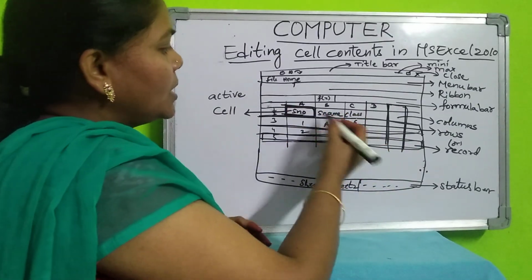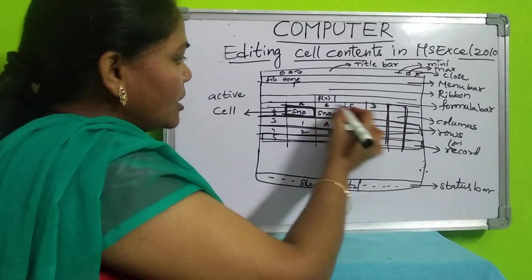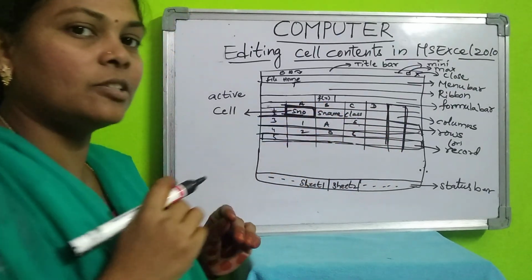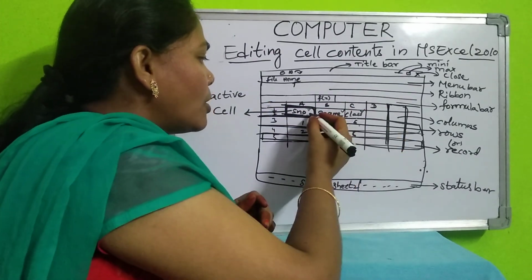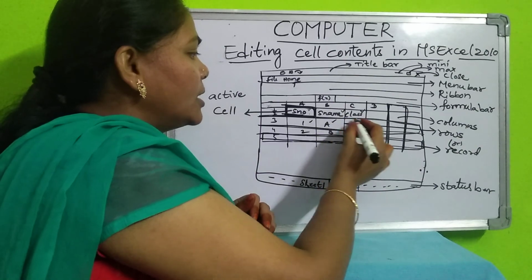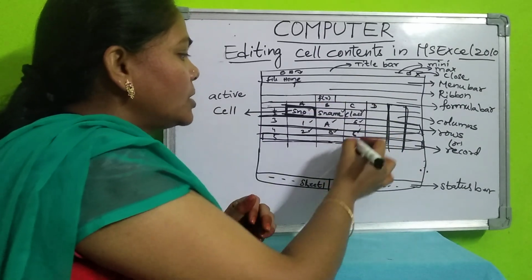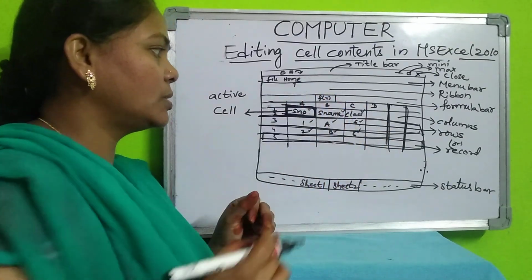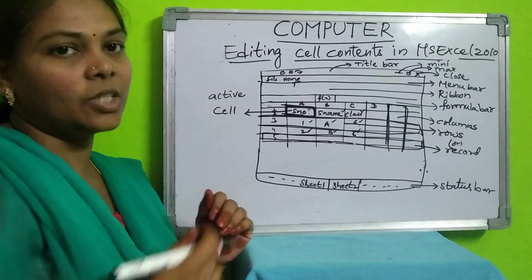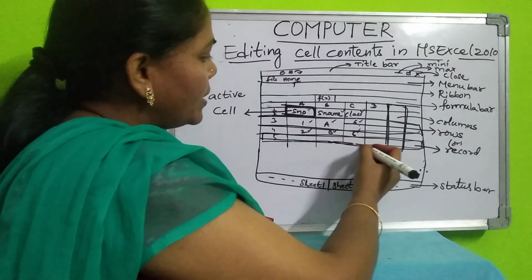This table contains the columns and the rows, and the data which you enter is organized. That means you have given the column names and according to that column name you have entered the data. So this is the organized information which is stored in a table form in the rows and columns in this Excel worksheet. Okay children. So next, how to edit.